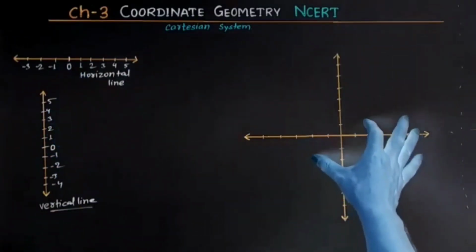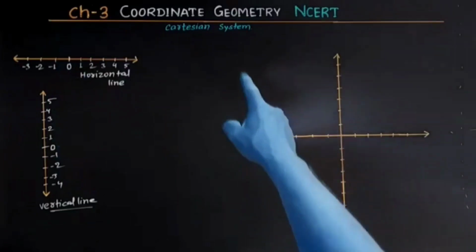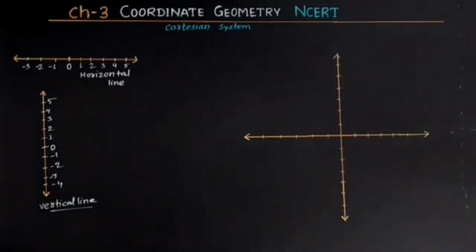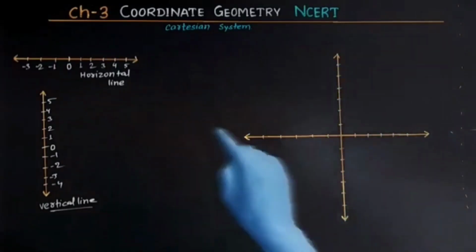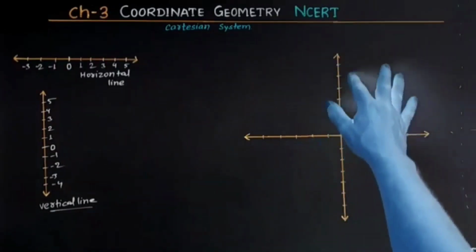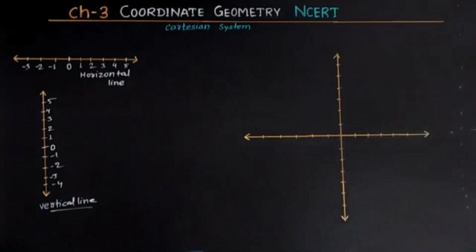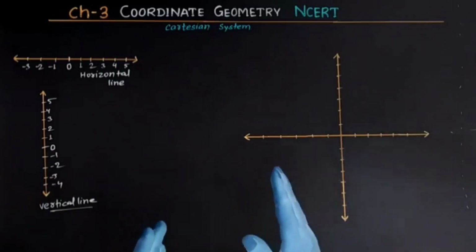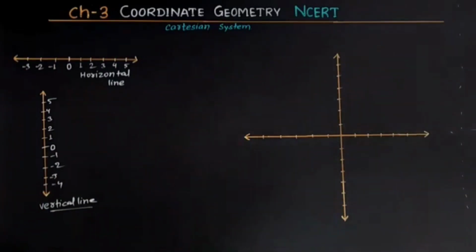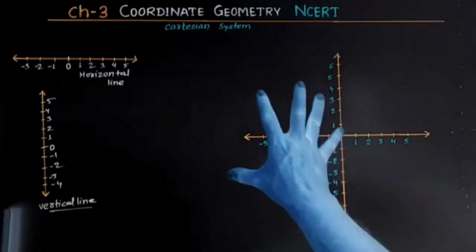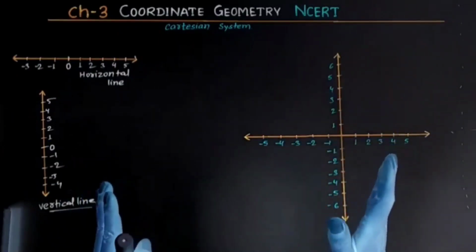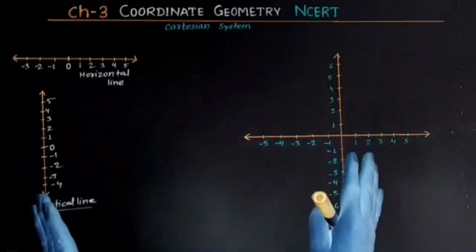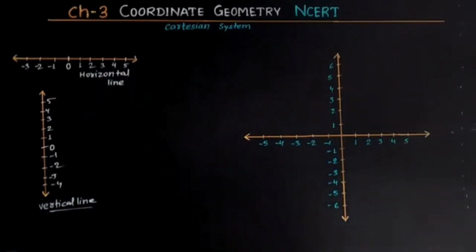Now, when we add these two line segments perpendicular to each other, it becomes a Cartesian plane, or you can say a coordinate plane. The intersection of these two axes, the horizontal one the x-axis and the vertical line the y-axis, is known as the origin. So it divides the coordinate plane into four parts. You can see these four parts.